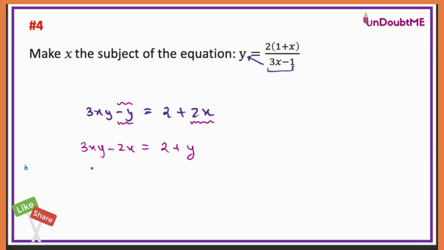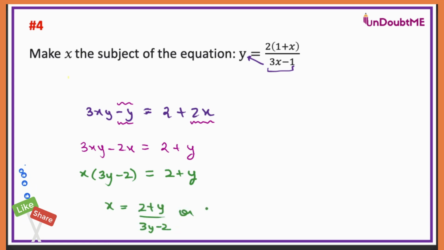Now from the left hand side I can take x common, I'll be left with 3y minus 2. On the right I will just rewrite 2 plus y as it is. Now I hope you are clear that we need to just divide both the sides by 3y minus 2 and x equals 2 plus y over 3y minus 2, which can also be written as y plus 2 over 3y minus 2. Both of them are acceptable answers, and this will become my final answer.